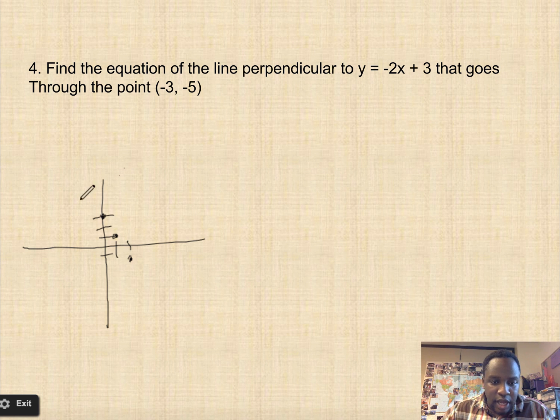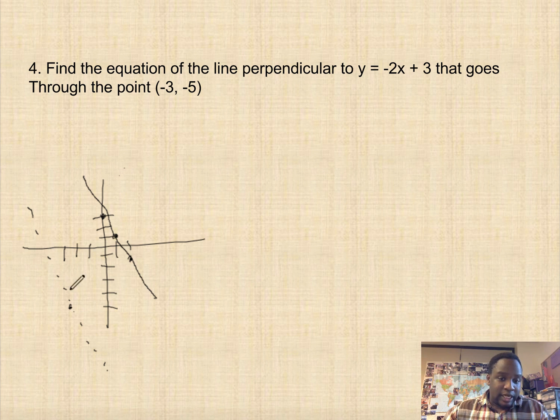And so we have this line, negative 2x plus 3. Pretend that's a line. But we want a line that goes through the point (-3, -5). So it's going to be like this line. Just kidding, not that line. We're doing perpendicular, so it would be this line. That's what we're looking for. What's the equation of this line? It goes through this point, and it's perpendicular to this line.